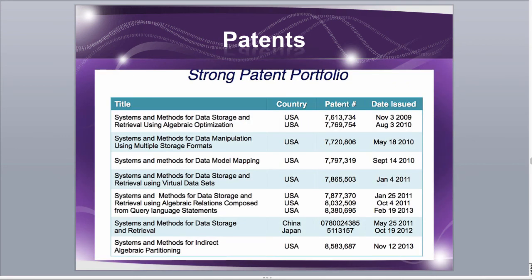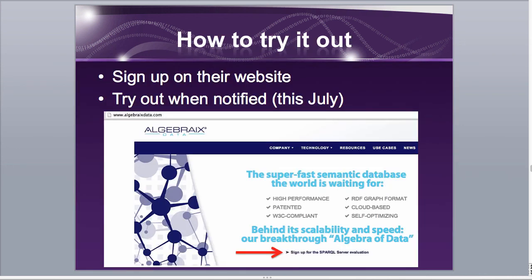As I mentioned, they have a number of patents around their mathematical implementation, and it's one of the reasons I took a look at the product and have been doing some early prototyping with them. If you do want to try it out, you go to their main website page and you click on the link that I have highlighted here, sign up for the Sparkle server evaluation, and then AlgebraIX will contact you when notified this July. You can then work with the Sparkle server.